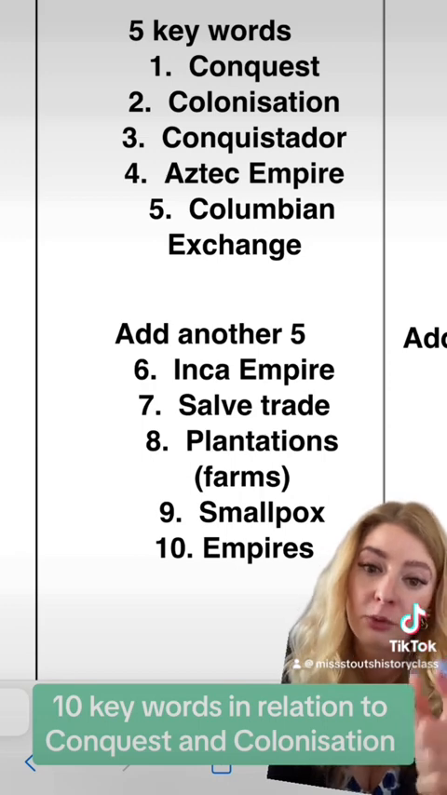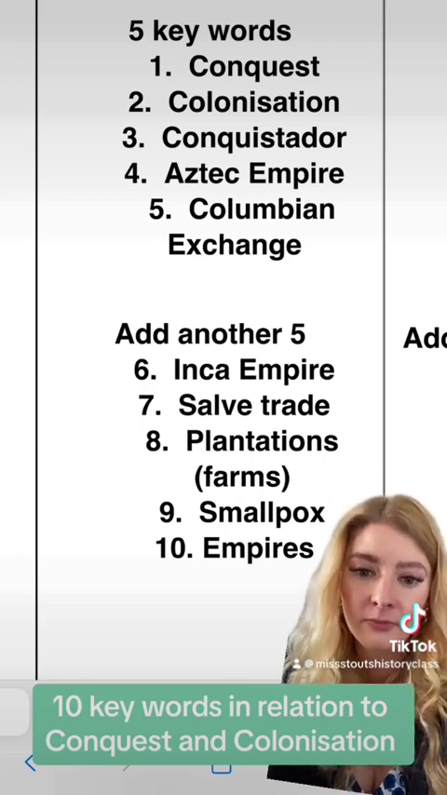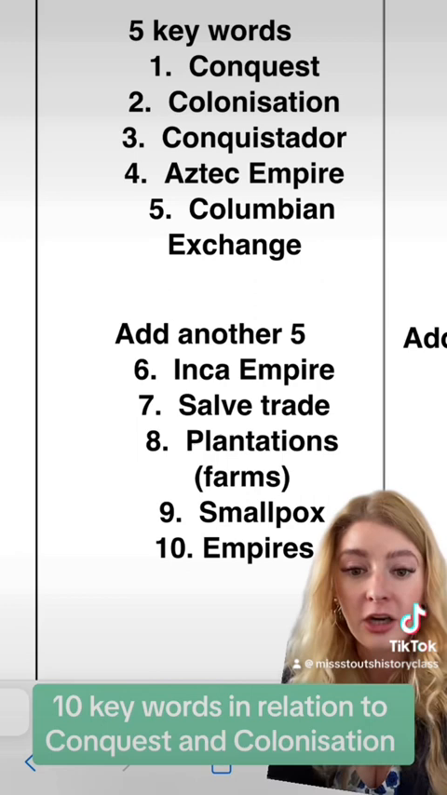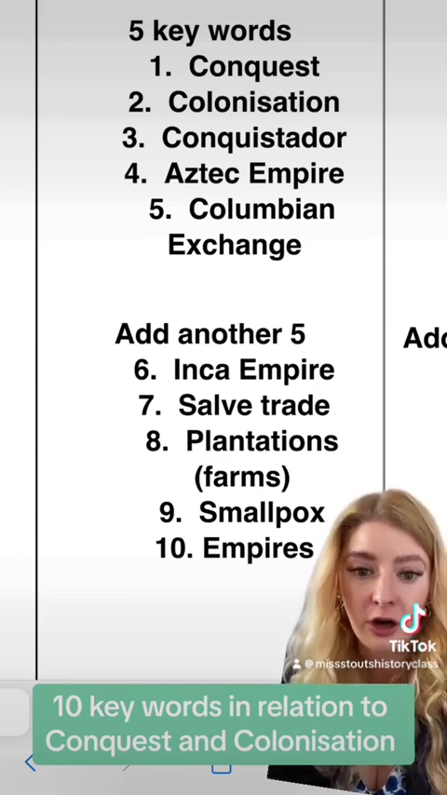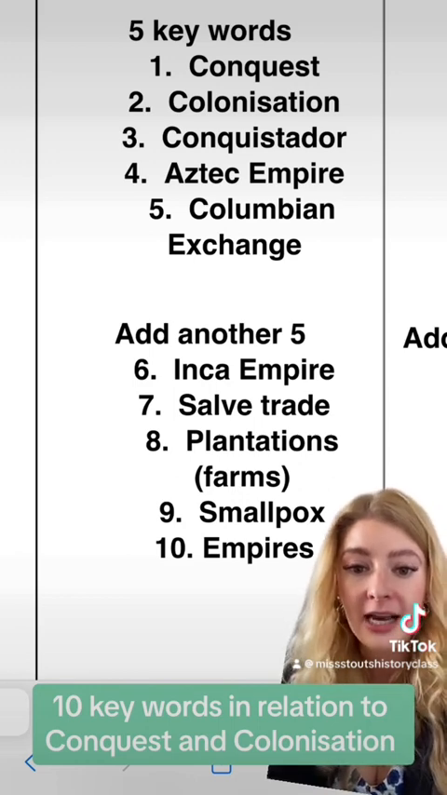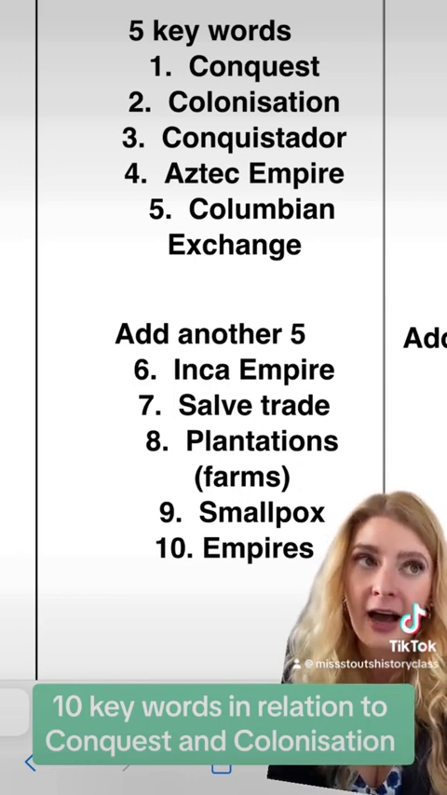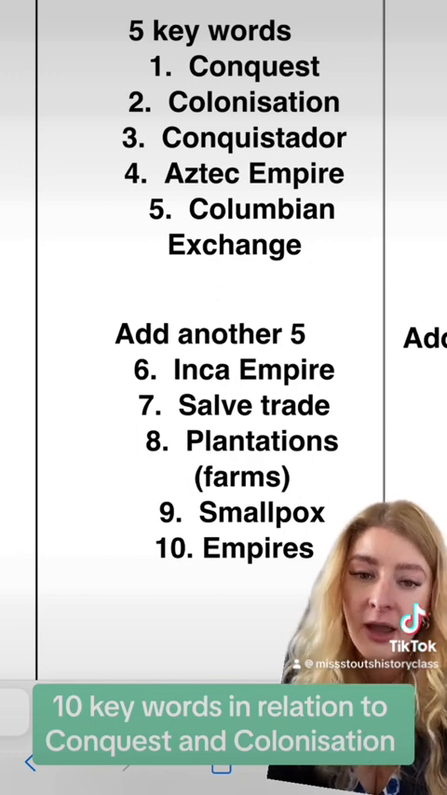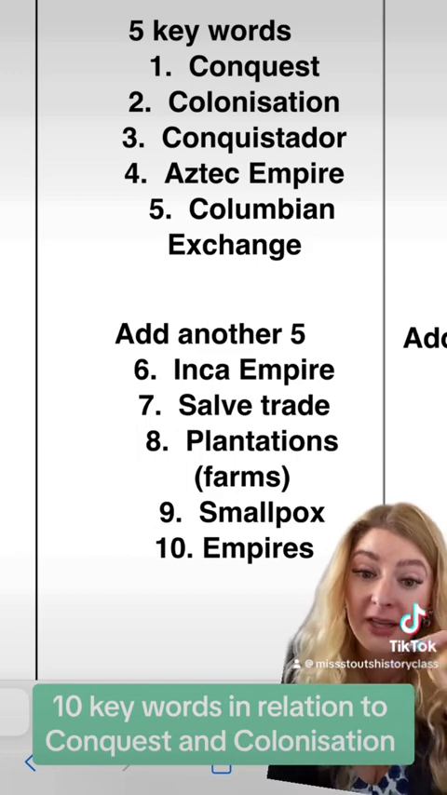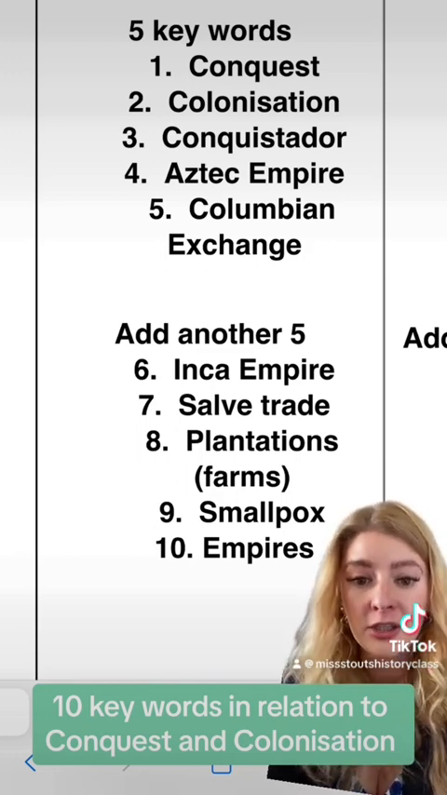The Columbian exchange refers to the transfer of plants, animals, and diseases from the Americas to Europe and from Europe to the Americas. So, for example, potatoes were in the Americas and then they were introduced to Europe. Horses were in Europe and then they were brought over and introduced to the Americas. The Inca Empire was a native or indigenous civilisation in modern-day Peru, and it was conquered by Pizarro.